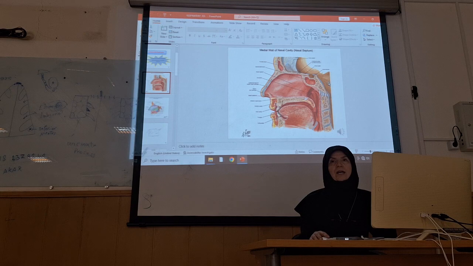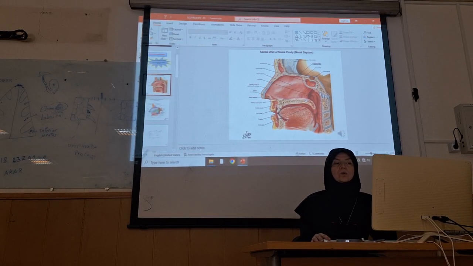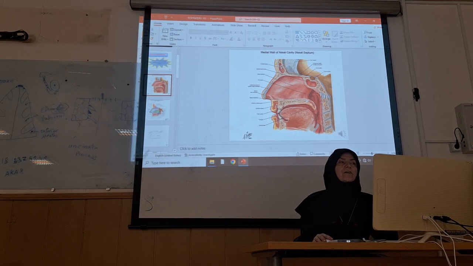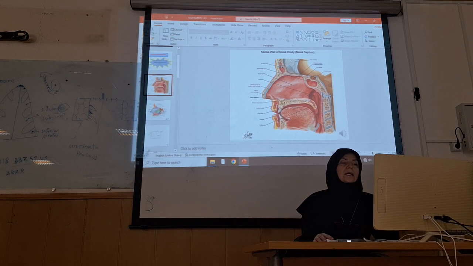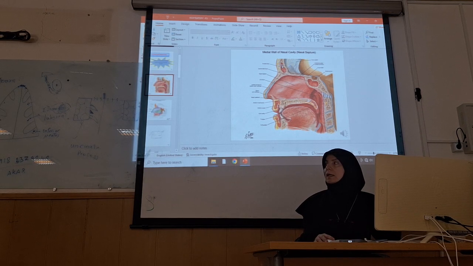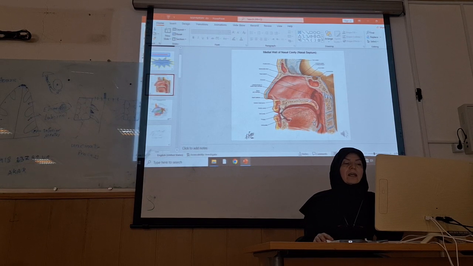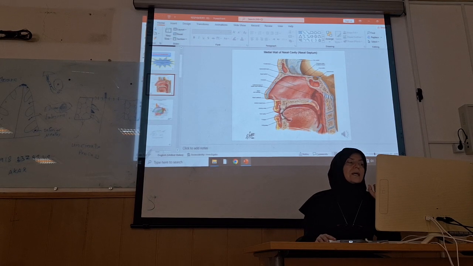In this picture, I am able to show you the sphenoid sinus and the frontal sinus. Is the maxillary sinus visible in this picture? No. Is the ethmoidal sinus visible here? No. In this section, I am only able to show you the sphenoid sinus and the frontal sinus.